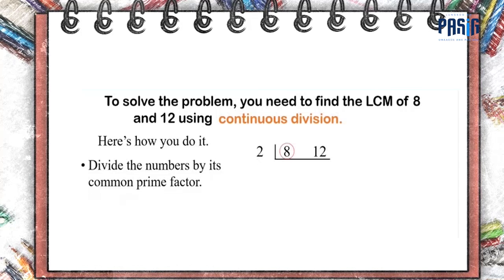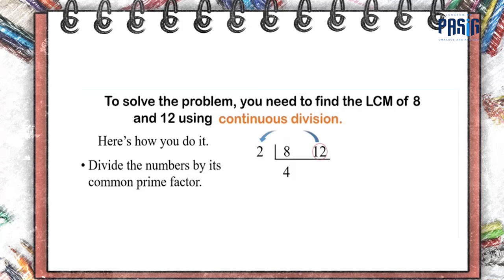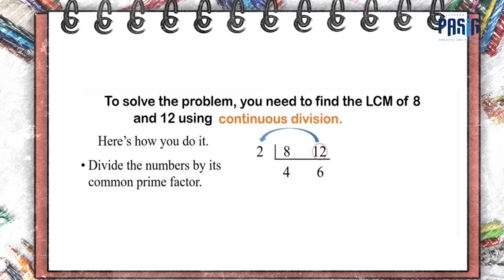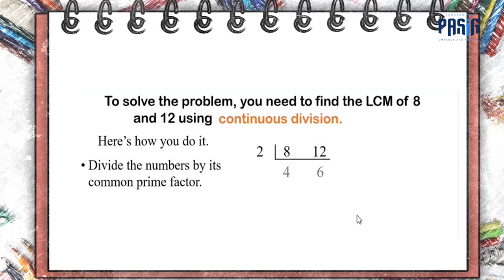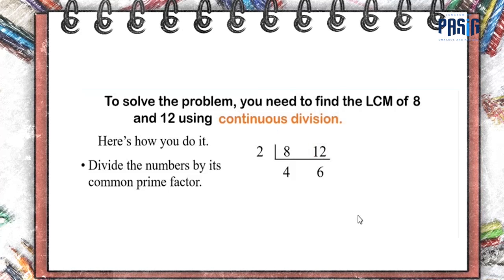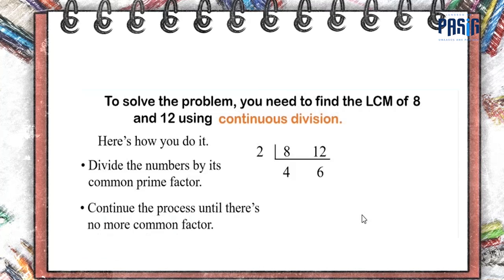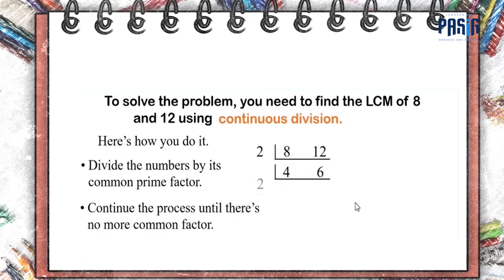Now let's divide. 8 divided by 2 equals 4. 12 divided by 2 equals 6. So we have the quotients 4 and 6. And they still have a common prime factor. So we continue the process until there's no more common factor. The common factor is 2.